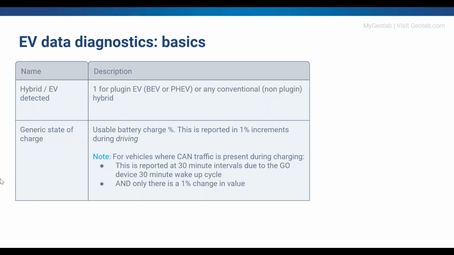The generic state of charge, this one is that battery charge percentage value. This is a really core one that you could probably create a number of custom exception rules off of. There is some advanced technical information there that I'm happy to go into if people have questions. But I talked earlier about how there's a 1% change while driving today, and in the next firmware version, there's going to be a 1% change while driving and charging.